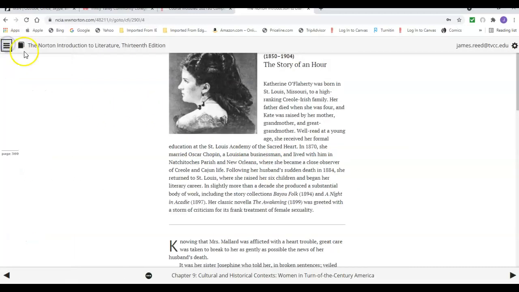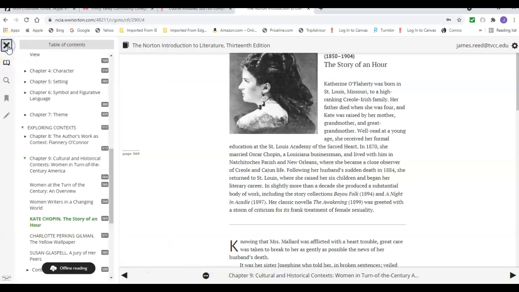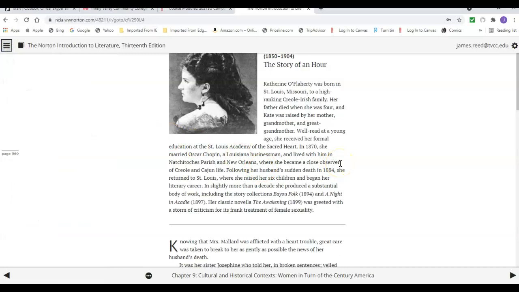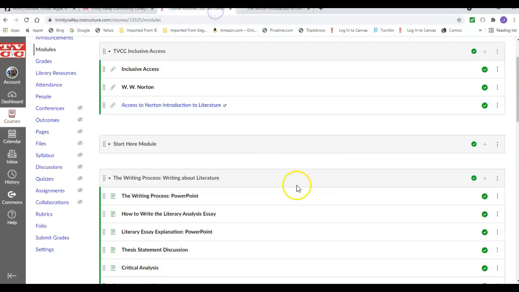And the table of contents is found over here, as I pointed out for you earlier. Simply click there, and then you look for what you're trying to find. You can do a search, or if you know exactly what page number, you look for it. Here's The Story of an Hour by Chopin. I went to that particular one just to show you that was the first reading assignment. So you have that one.